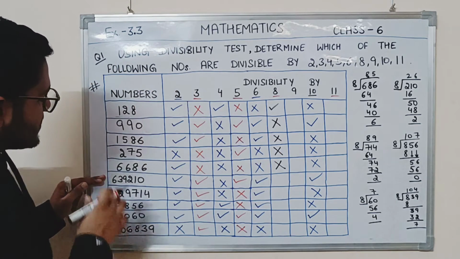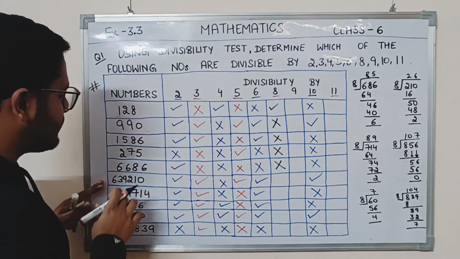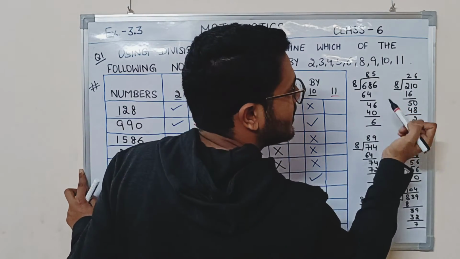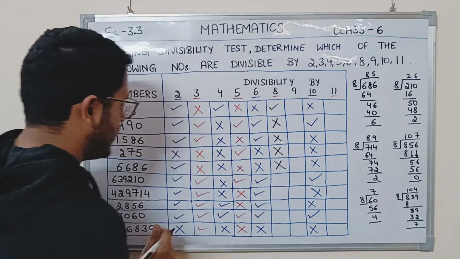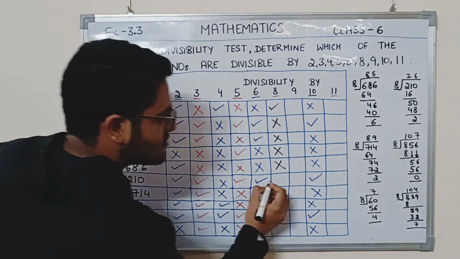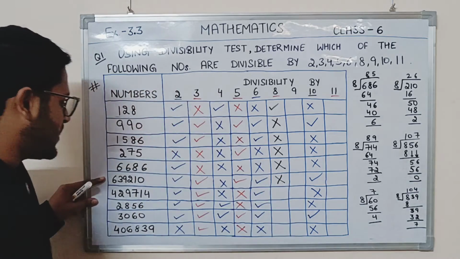Next, 6,39,210. Last three digits 210. When we divide 210 by 8, we get a remainder of 2, which means 210 is not divisible by 8. This whole number is also not divisible by 8.